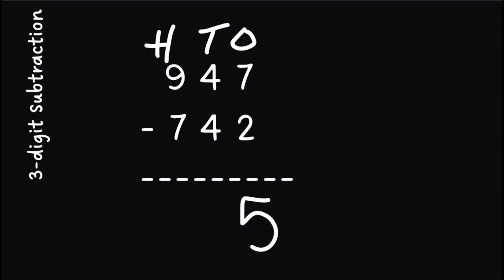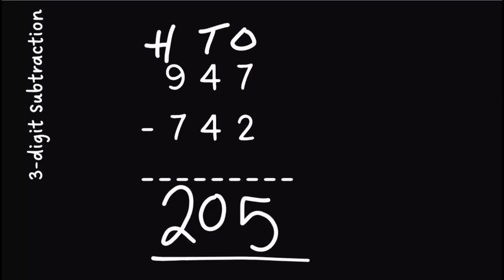4 minus 4. So what will you get when you take away 4 out of 4? You are taking away the whole thing. So what are you left with? Yes, that is 0. Now we will solve hundreds. 9 minus 7. Pause the video and you can guess the answer. That is 2. So when you subtract and find the difference between 947 and 742, the answer is 205.